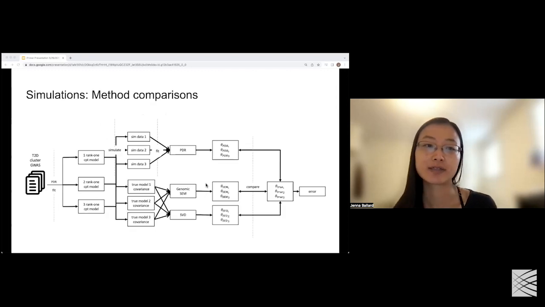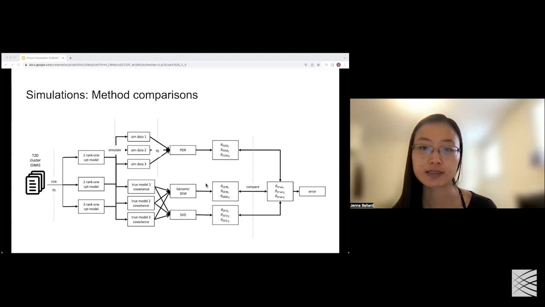So now I'll go on to some results. We did a variety of simulations to test the performance of PDR. The first set of simulations were to compare PDR with 2 other methods, genomic SEM and DEGA, or SVD as we call it here, where SVD was implemented by performing eigendecomposition on the sample covariance matrix.